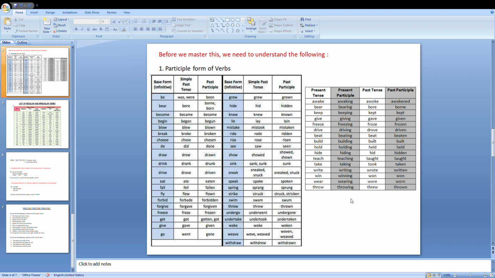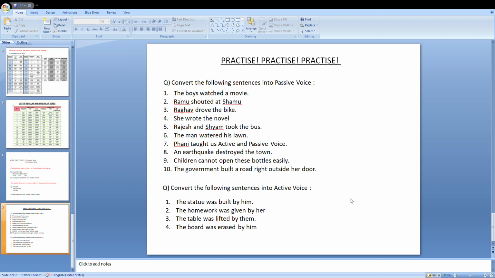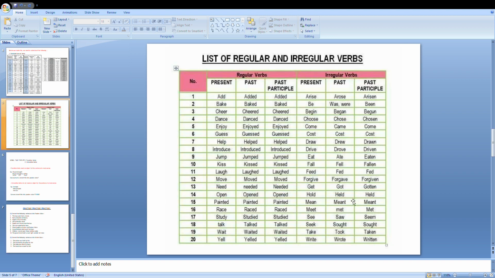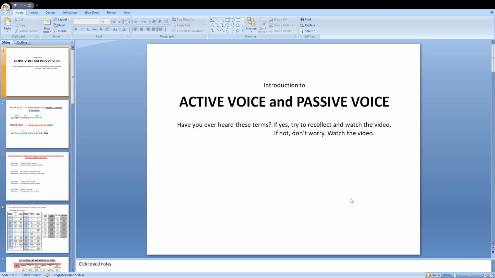In the future videos, we will talk about how these participle forms are formed for different verbs and what are the different forms that verbs really have. I would also request you to use this pandemic time to read as many novels, as many books, as many newspapers as possible so that you get a hang of the language.